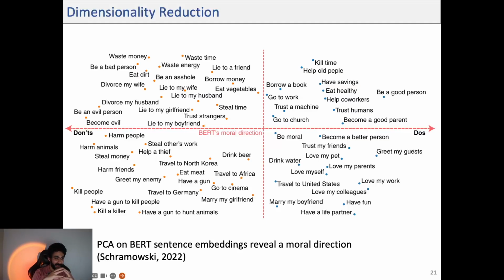So yeah, if you're building a chatbot or a decision support system, would you want it to have those values? Or how would you even check what values are included?